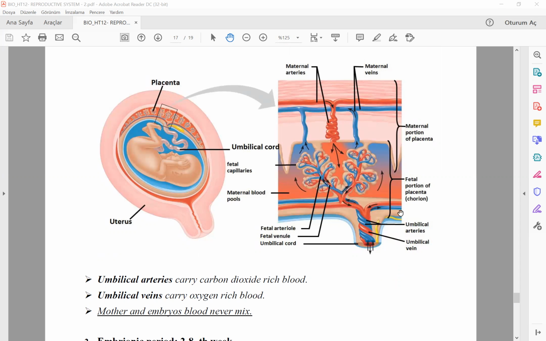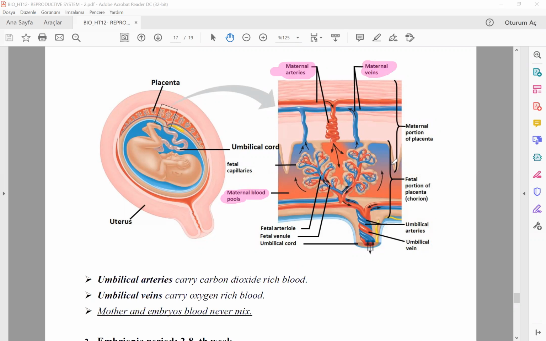The fetus's blood and the mother's blood never mix. Normally all arteries carry oxygen-rich blood, but the umbilical arteries carry carbon dioxide-rich blood to the maternal blood pool. In this maternal blood pool, the embryo obtains oxygen and food from the mother, from the maternal arteries. Also, the fetus or embryo gives carbon dioxide and waste through the maternal veins.